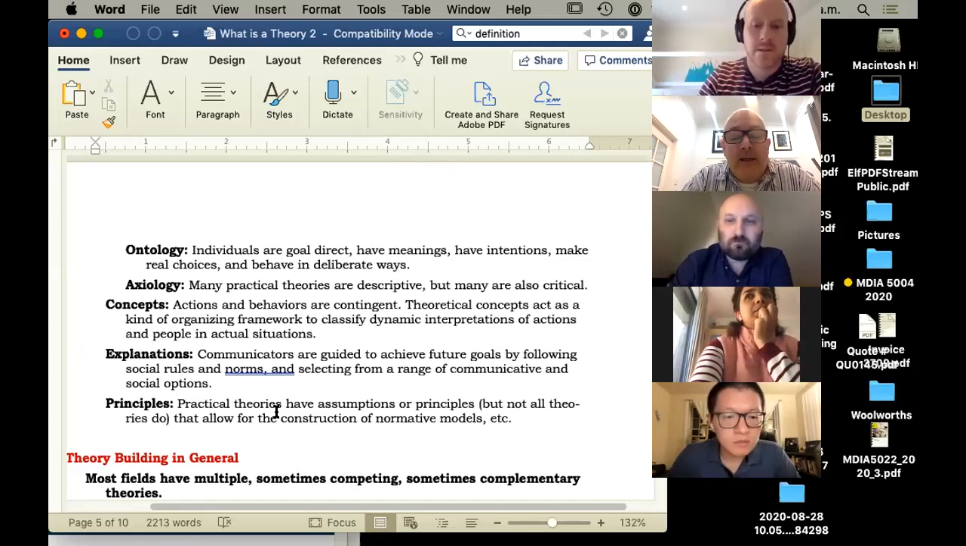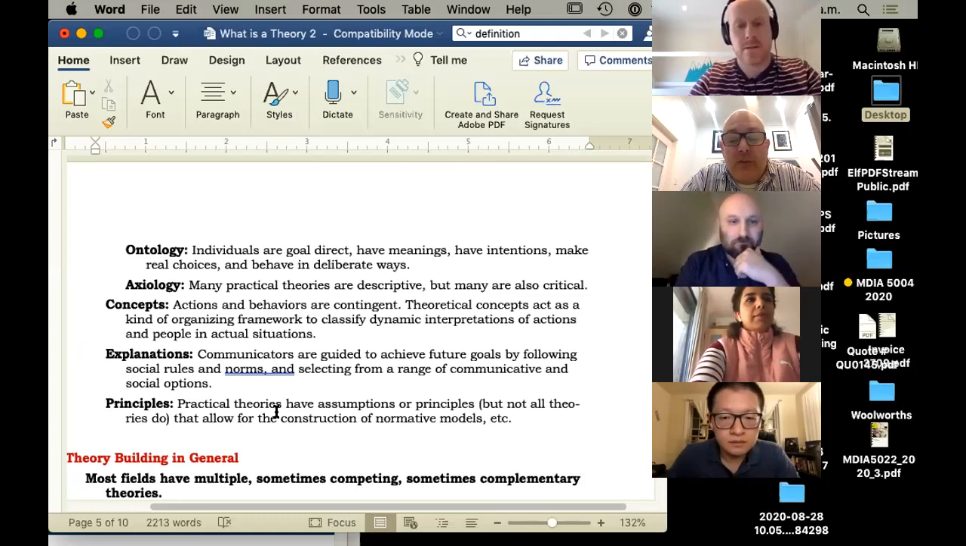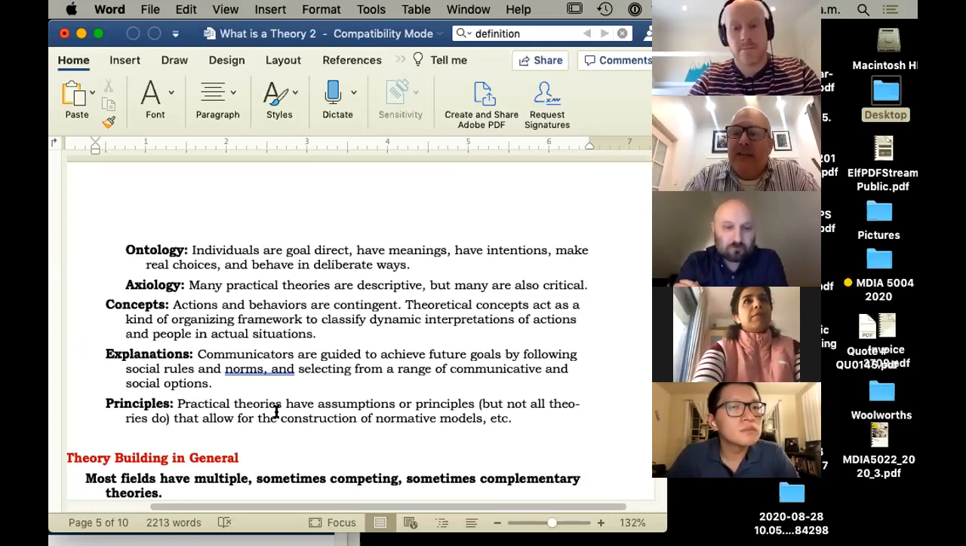Explanations are guided to achieve future goals by following social rules or norms, so that we have a range of communication behaviors that we can enact, and a range of things that we can do. But there is a sense that, again, it's because of human agency and because of interactions. And then principles. Practical theories have assumptions or principles, but not all theories do. So this is where it depends what you're studying. There's less of a sense that there's an absolute reality out there, but that doesn't mean you can't.